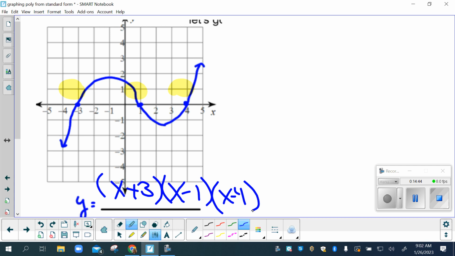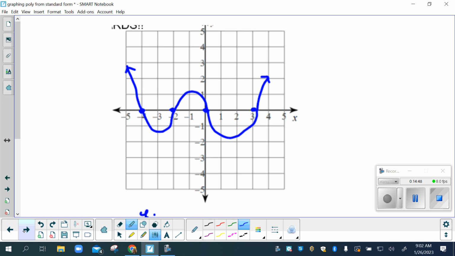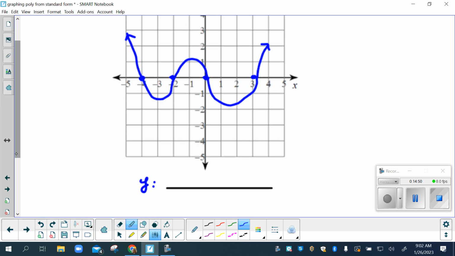So I would like you to try the next one all on your own. Can you please write me the equation of that bad boy? Nice and easy. Yes. Beautiful, beautiful. And you switched them. That was perfect.